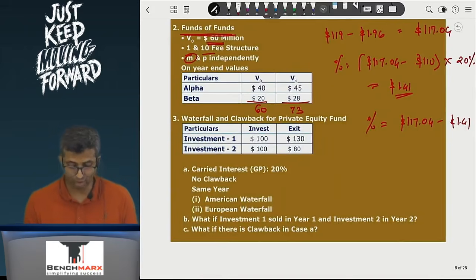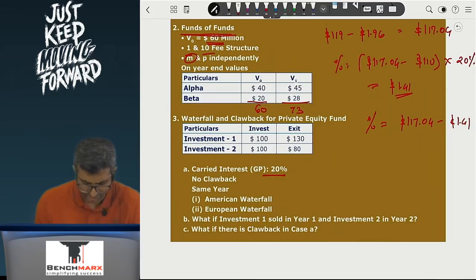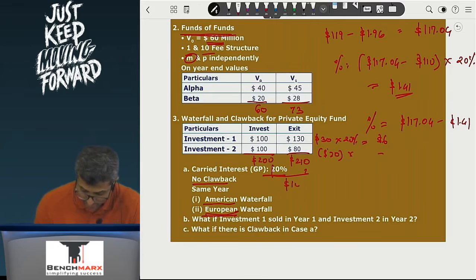Now if you look at waterfall or clawback, over here let us say this is investment and exit, carried interest, that is GP sharing 20%, there is no clawback in the beginning. If there's an American waterfall, 30 into 20%, that is 6 would be paid. If there is a $20 loss and there is no clawback, nothing. However, if there's a European waterfall, this is entirely 200, this is entirely, I believe, 210. So only on this $10 into 20%, that is $2, will be paid if it is a European waterfall.